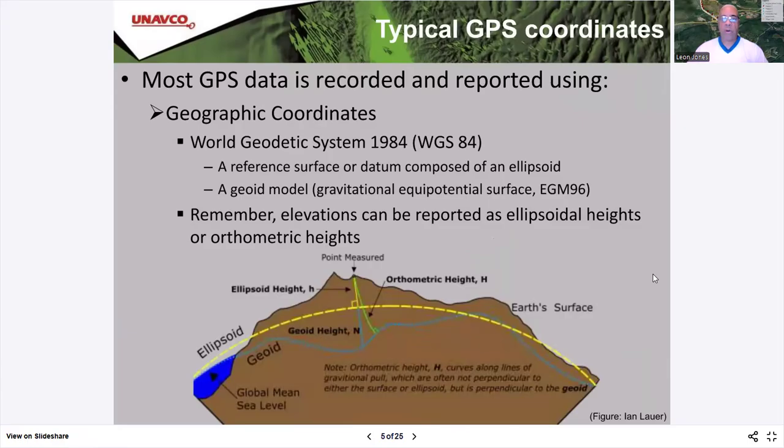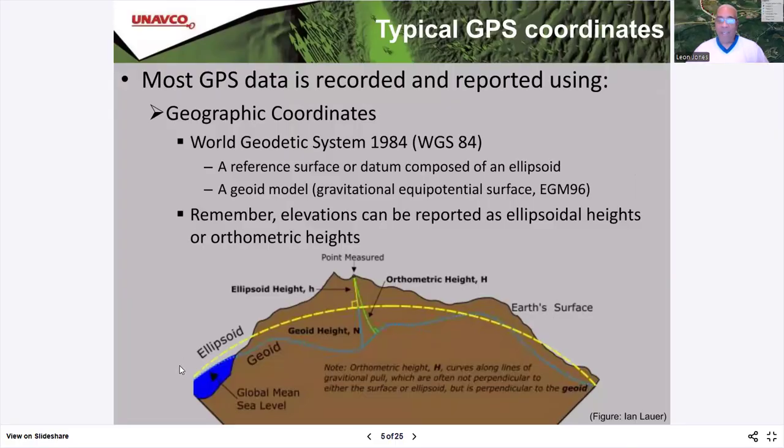Most GPS data is recorded and reported using geographic coordinates, particularly here in the United States. We use what we call WGS 1984, which is the World Geodetic System 84. And it's a reference system or datum composed of an ellipsoid, a geoid model, gravitational equipotential surface, EGM 96. Now, remember, elevations can be reported as ellipsoidal heights or orthometric heights. And you can see in this diagram where you have the points measured, the ellipsoid height, the orthometric height. Here's the Earth's surface.